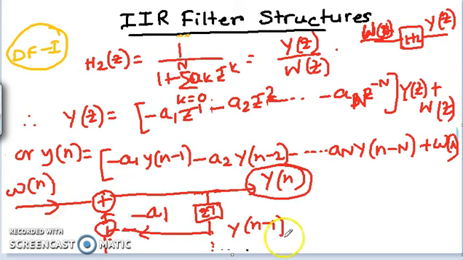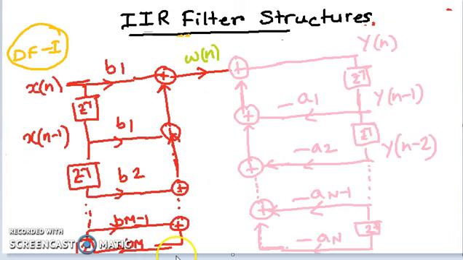So this structure will be known as the direct form structure. Now if we add these two, all zeros and all poles, it will look like this. If we combine the two structures, we will find that this will be the overall structure of the filter using direct form 1. This is a very simple thing. We just have to concentrate and make the structure.